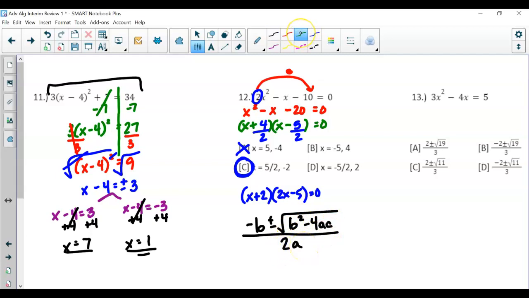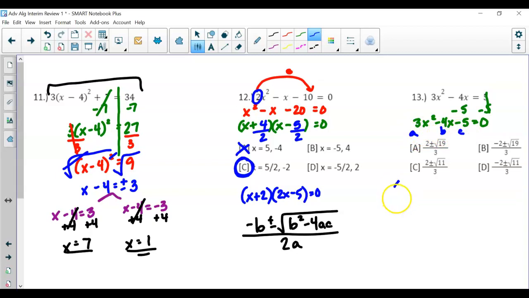So now here, though, can we start identifying a, b, and c? No, because it needs to equal 0. So we need to first subtract 5. So now we're equal to 0. 3x squared minus 4x minus 5 is equal to 0. So now we can identify what's our A, what's our B, what's our C.